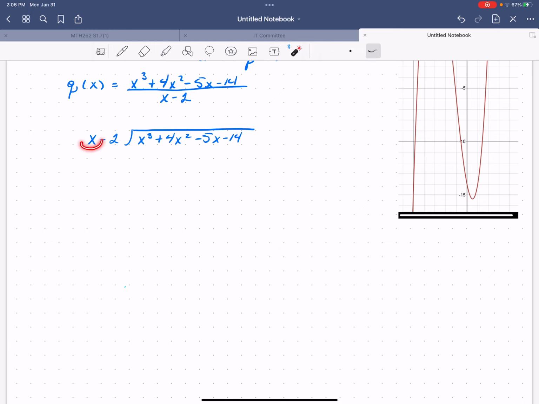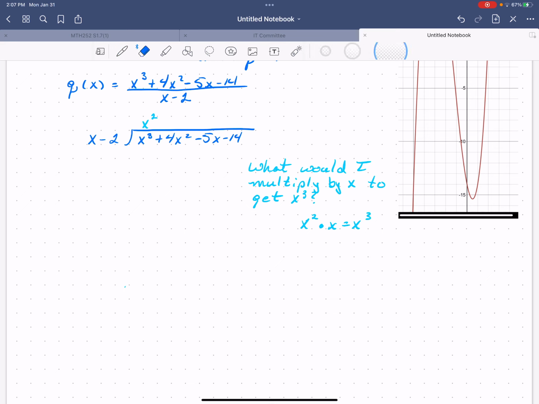And now we compare x to x to the third. And we ask ourselves, what would I multiply by x to get x to the third? And the answer, of course, would be x squared, because x squared times x equals x to the third.